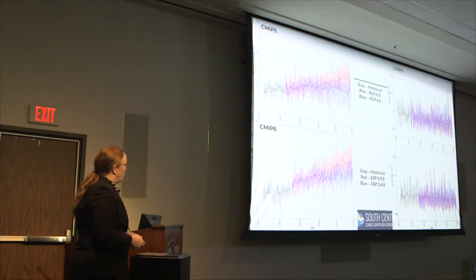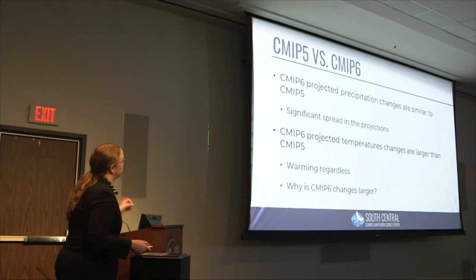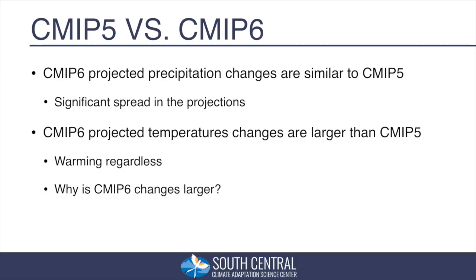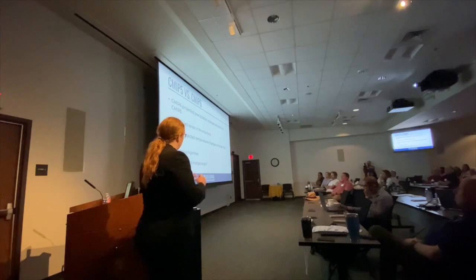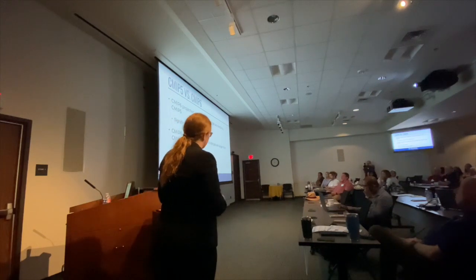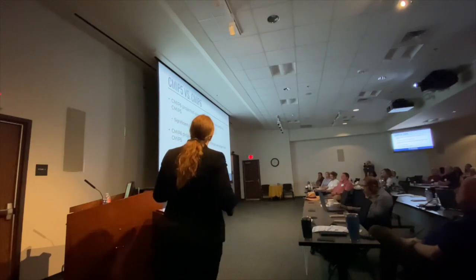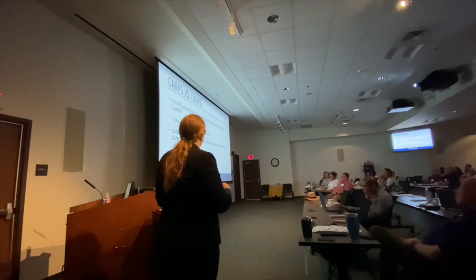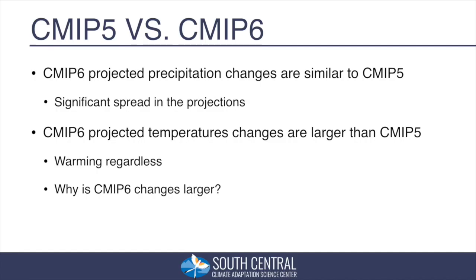So why then do we have to deal with the temperature being a little bit warmer in CMIP6 versus CMIP5? CMIP6 projected changes in precipitation are roughly similar, with significant spread still applying, but the CMIP6 projected temperature changes are definitely a little bit larger, even though they have significant overlap. You get warming regardless, but why is the CMIP6 change just a little bit larger?